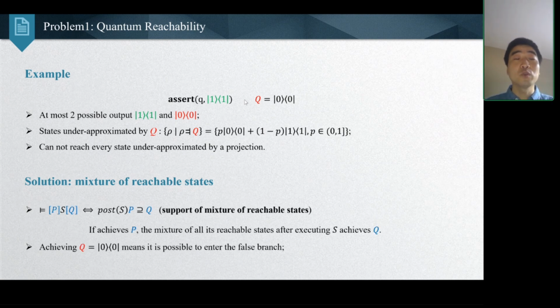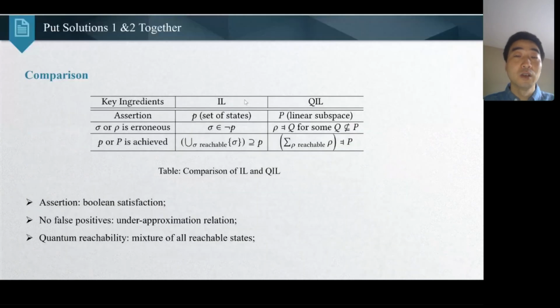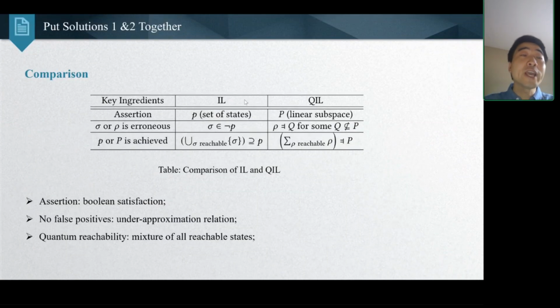So we can also provide a solution as a mixture of reachable states, in the sense that if it achieves P, the mixture of states achieves Q. And achieving Q means that it's possible to enter the false range. So we can put solutions 1 and 2 together. We define the assertion as a Boolean assertion, with no false positive and with quantum reachability.